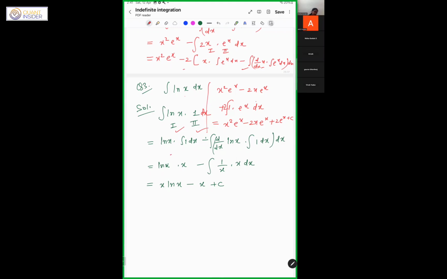Now I have applied only the formula. Inside the integration I have 1, and integration of 1 is x. In the next integration, differentiation of ln x is 1 by x, then x cancels out. Integration of 1 is left, which is x, plus c. So this is your answer, the integration of ln x. Is it okay?